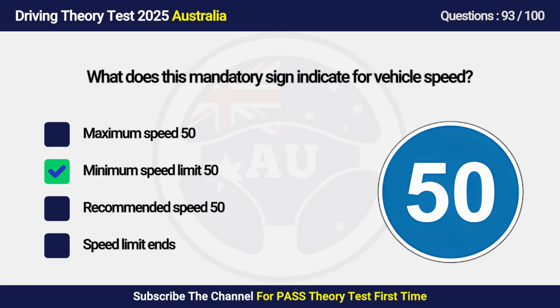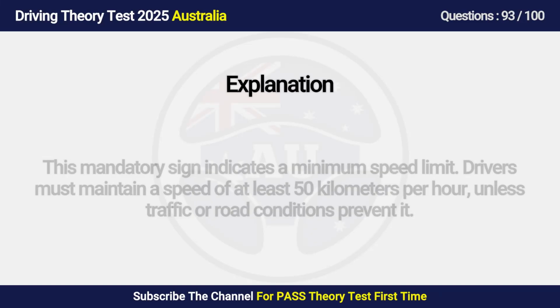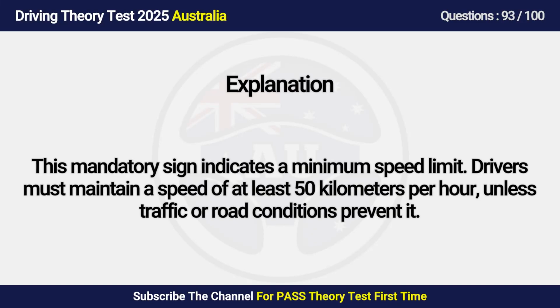Answer is B. Minimum speed limit 50. This mandatory sign indicates a minimum speed limit. Drivers must maintain a speed of at least 50 km per hour, unless traffic or road conditions prevent it.